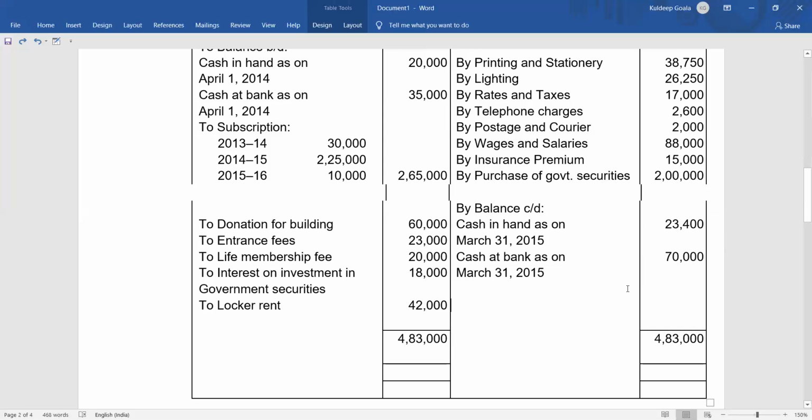I hope all of you have understood this particular part, right? Clear? Okay, we'll take another question in one more video. After that only we can exit from receipts and payment account. I hope all of you have understood this particular question very nicely.